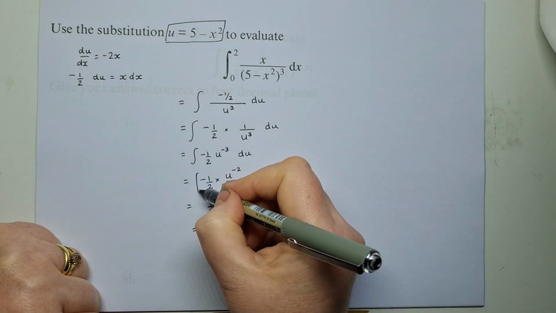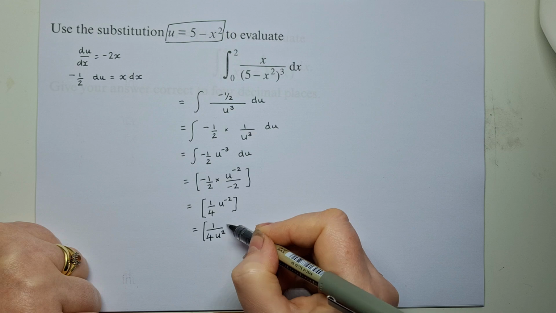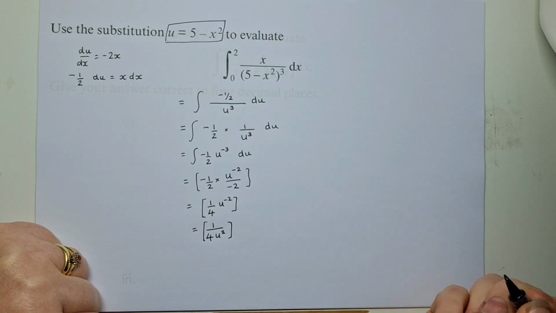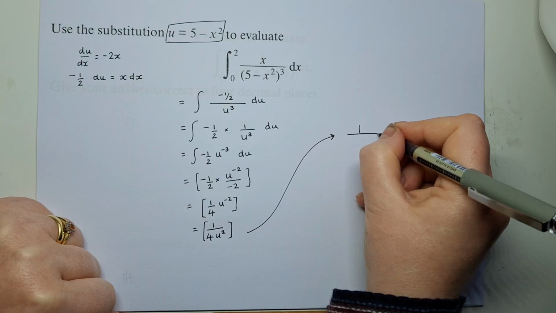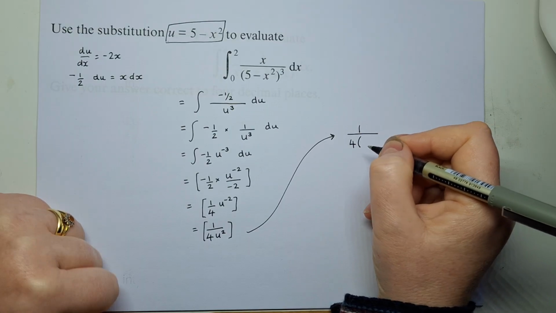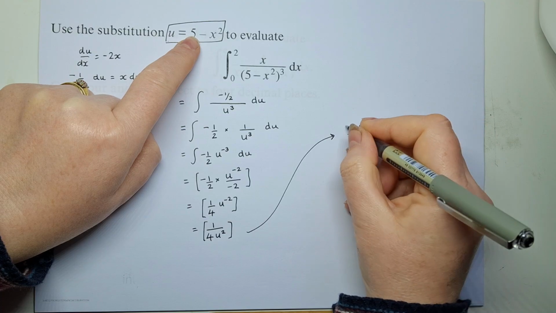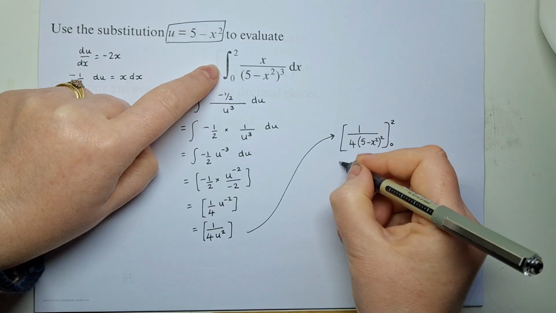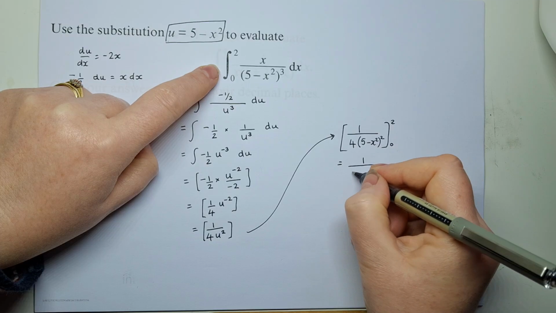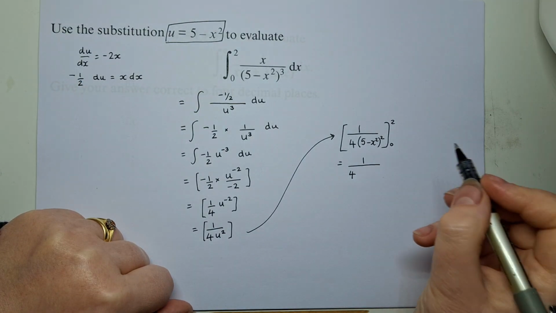I haven't used the limits yet. So I could either change back to x's. That would look like this: 1 over 4 times 5 minus x squared, all squared. And then I can use my limits of 2 and 0 in here. Let's do it this way first, and then we'll go back and think what it would have looked like if we had changed the limits as well.